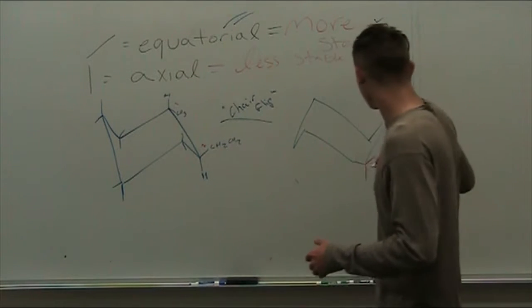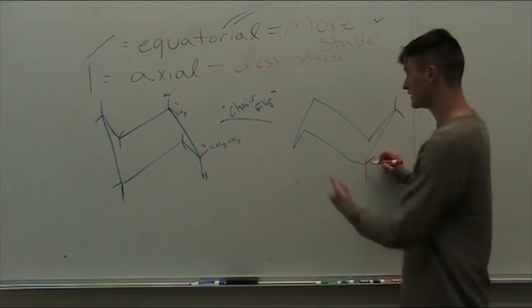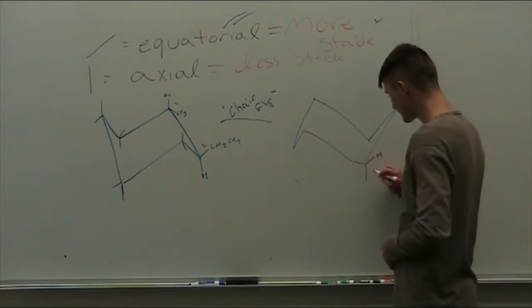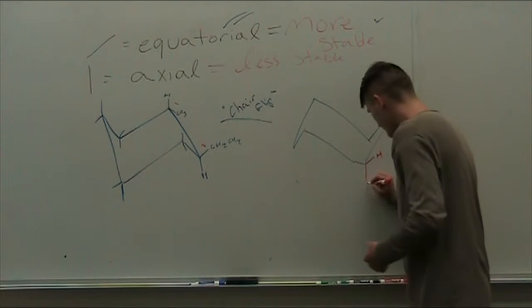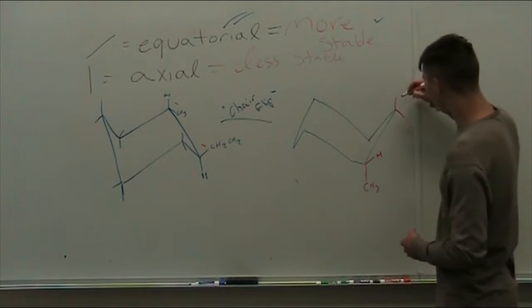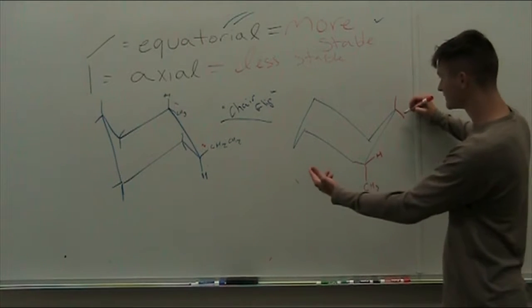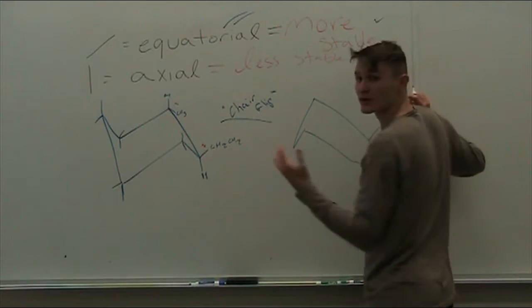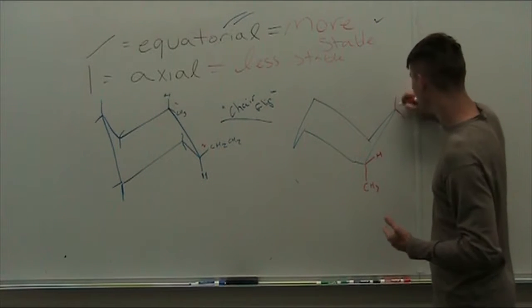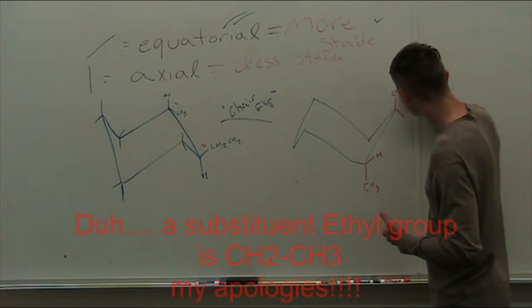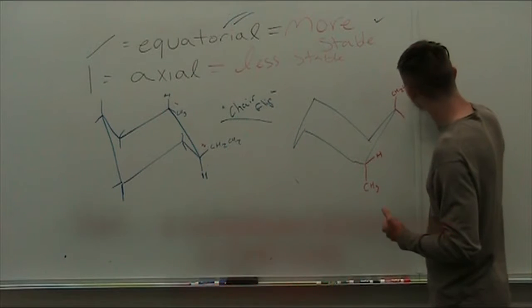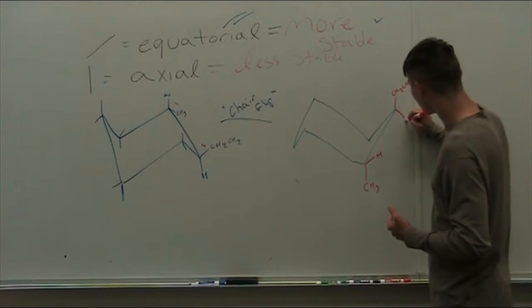So on our 1 carbon, the hydrogen is facing up, so this would be our hydrogen. What's facing down is our methyl group. And then on our number 2 carbon, our ethyl group is pointing upward. So it's going to be on the axial. So it'll be a CH2 ethyl group, and then this will be our hydrogen.